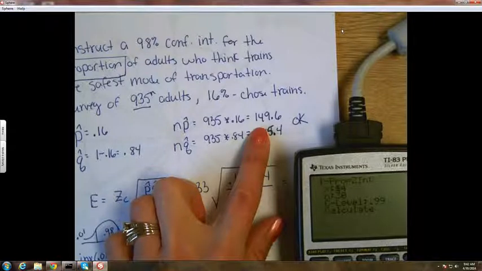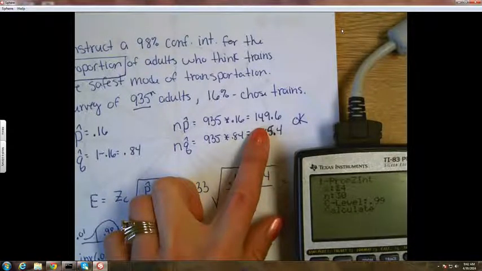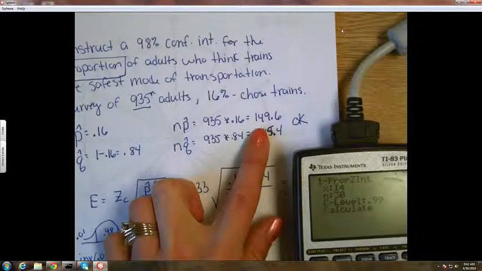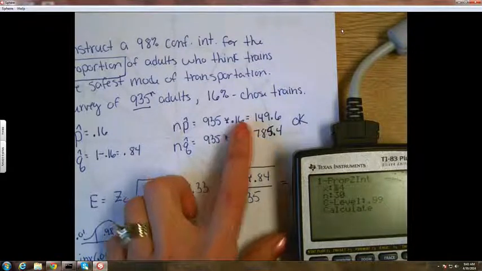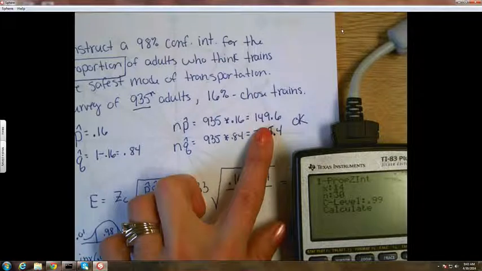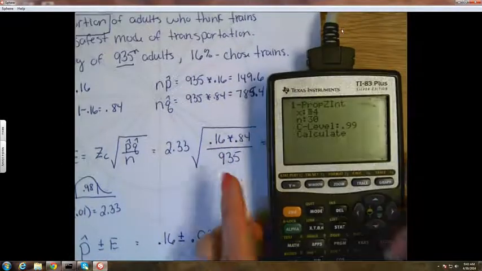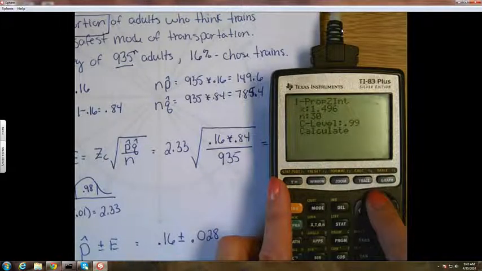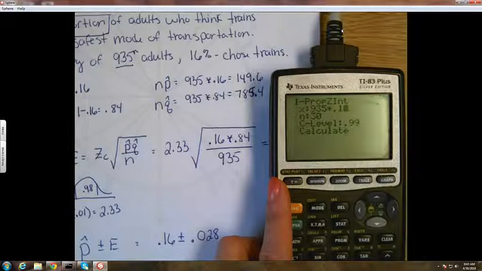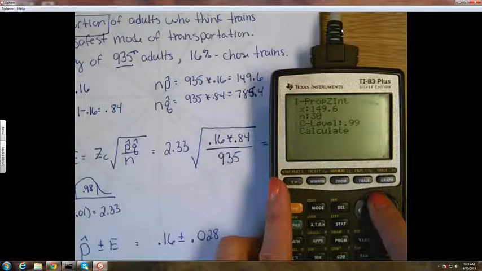We're going to get an error here because the calculator is going to say, you can't have 149.6 successes. How many successes, because the 16 is probably rounded, do you think they actually had? 150, because we would round normally here. So you can even type that in: 935 times 0.16. I see it's a decimal. If you try to run it, it'll say error. Go back and say, that must be 150.